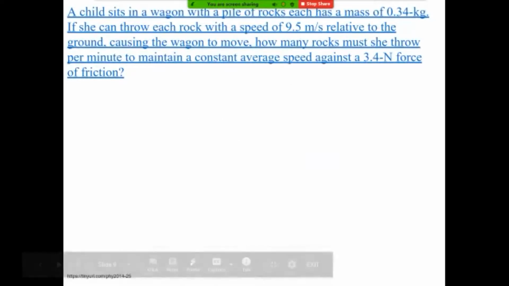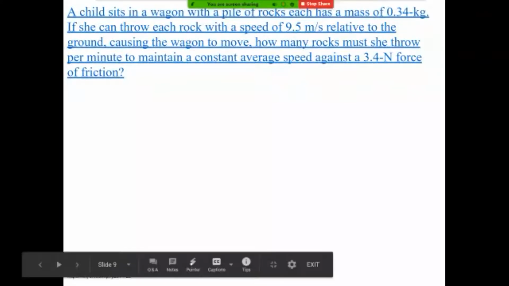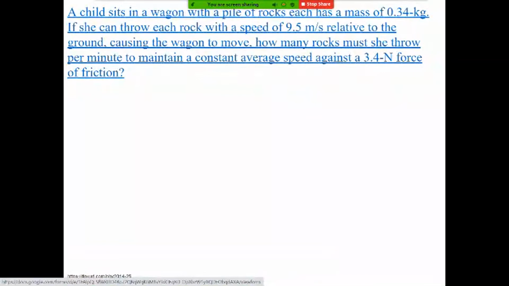Okay, all right, so let's see. We'll take one example here. It says a child is sitting in a wagon with a pile of rocks. Each has a mass of 0.34 kilograms, so each rock has identical mass. And if she can throw each rock with a speed of 9.5 meters per second relative to the ground, causing the wagon to move, how many rocks must she throw per minute to maintain a constant average speed against a 3.4 newton force of friction?